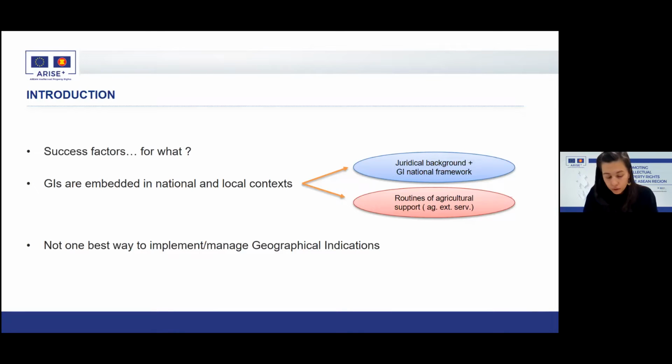And when the local stakeholders want to initiate a geographical indication project, they must take into account several elements, but mainly two. First is the juridical framework of the country, because of course, at local level, every GI project must be in line with the national framework that is provided by the country to protect the names. So please just adapt what I am saying to your national GI context.